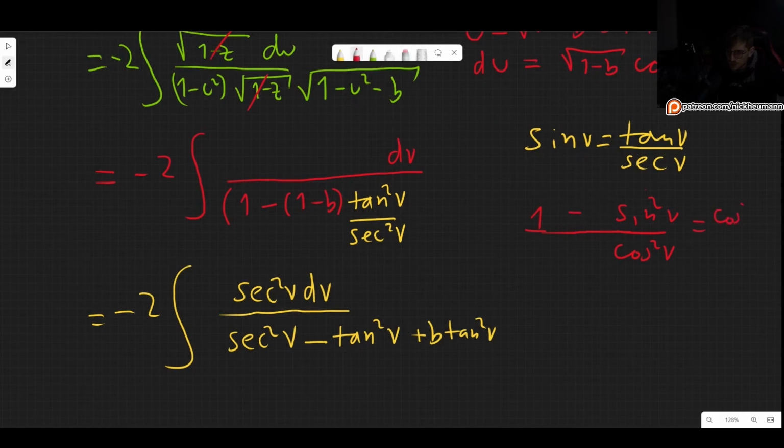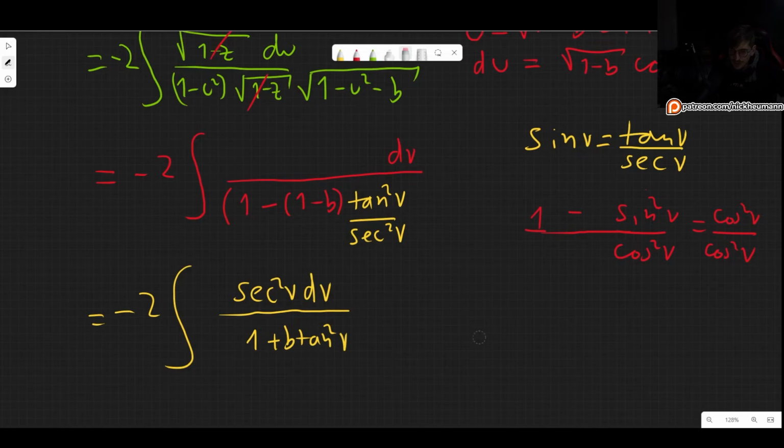So you get cosine squared of v divided by the cosine squared of v, which is 1. So there we go. This thing right there is simply 1. So all of this is 1. So you get 1 plus b tangent squared of v. So this is now the integral that we want to solve.